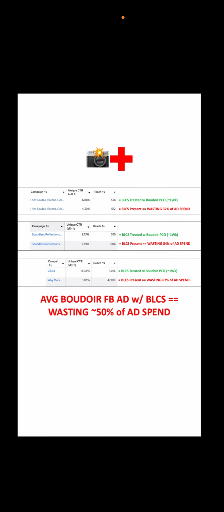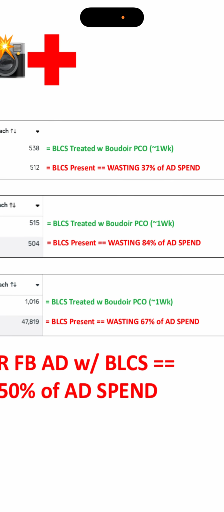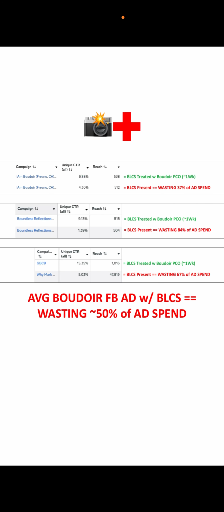So from these numbers, from spending real money out in the marketplace in different cities, the average Boudoir Facebook ad with BLCS is wasting about 50% of its ad spend. I mean, we can see right here, 37%, 84%, 67%. What's the average of that? Probably 50 to 60%. So spending 10 grand a month on Boudoir Facebook ads, we're wasting on average 5K a month, 60K over the next year. And someone else getting the top spot in our city.